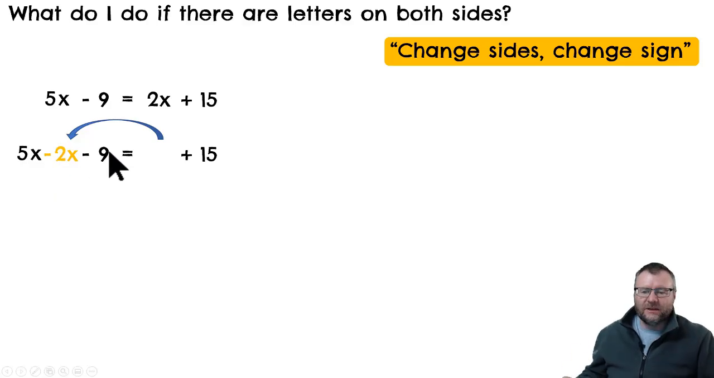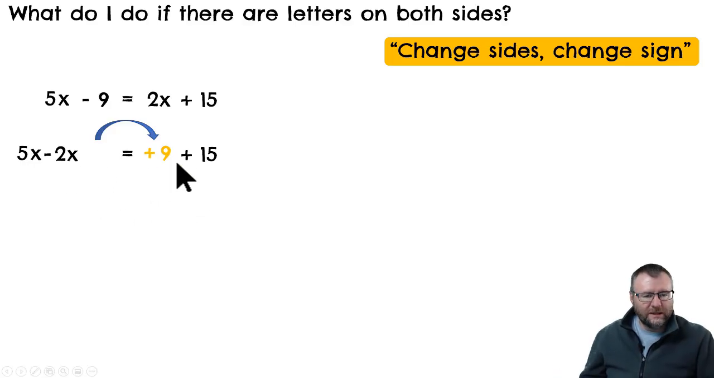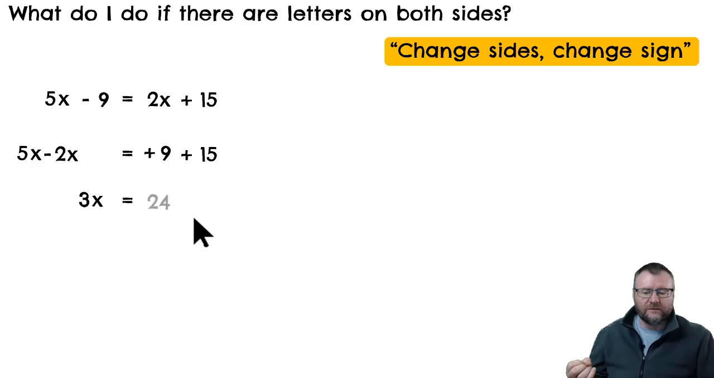I'm going to do the exact same thing with the numbers this time, except I definitely want to get rid of this number, because now that I've got all my x's on the left-hand side, I want to end up with all my numbers on the other side. So I'm going to take the negative 9, I'm going to change sides, but it will become positive 9, because change sides, I change the sign. And hopefully you can see now I've got all my letters on one side, all my numbers on the other side, and now I can just tidy up those like terms. 5x minus 2x gives me 3x, and on the other side of the equal sign, 9 plus 15 is 24.